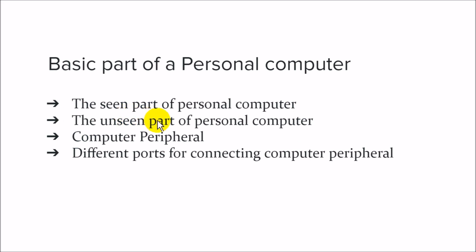Then we're going to look at the unseen part of a personal computer. These are those parts that you find inside the casing of your computer. Then we'll look at some computer peripherals and different ports for connecting computer peripherals. So this is what we're going to be looking at in this video. So endeavor to watch to the end. Also grab your notepad to take notes as we go through this video.